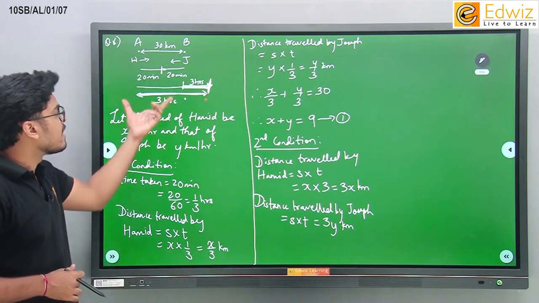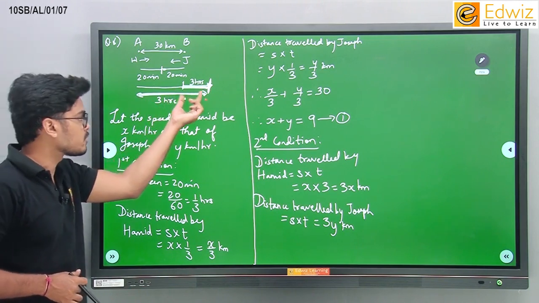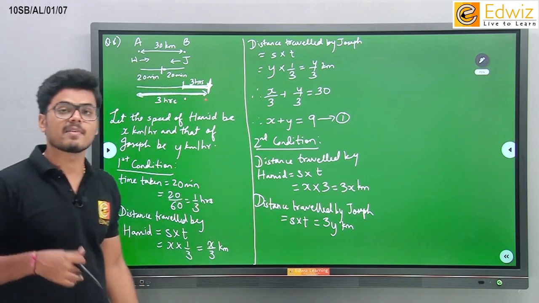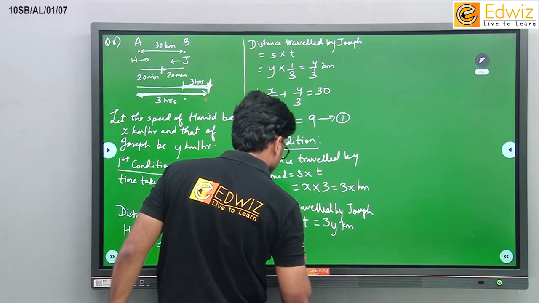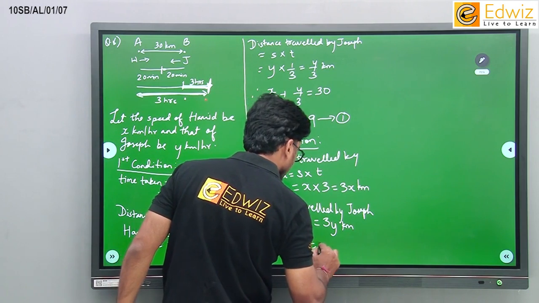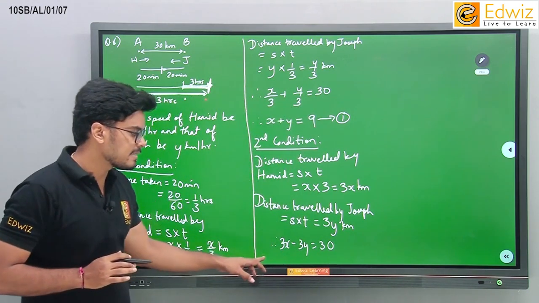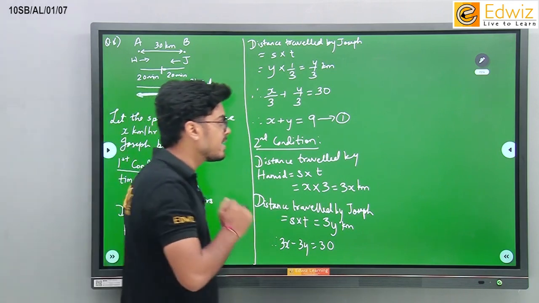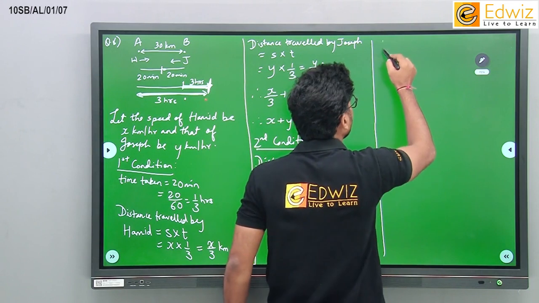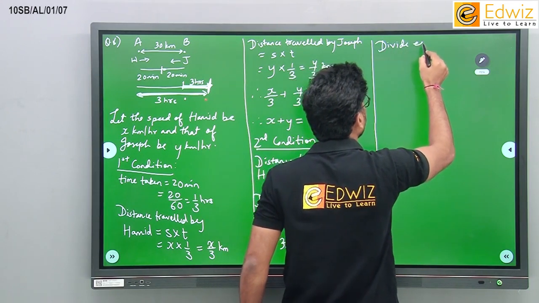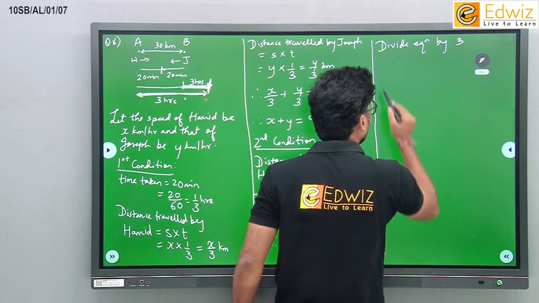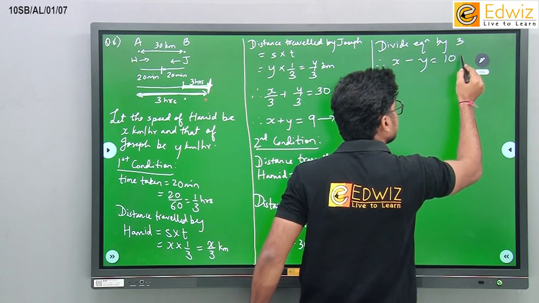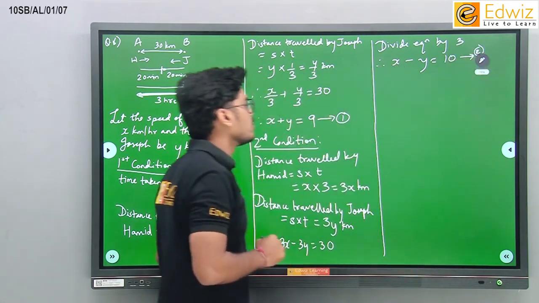But मैंने अभी बोला हमीद का जितना भी टोटल डिस्टेंस है उसमें से जोसेफ का डिस्टेंस अगर मैं सब्ट्रैक्ट कर दूं, we will get 30. That means 3x minus 3y equal to 30. But we know that this equation it is divisible by 3. पूरा इक्वेशन अगर मैं 3 से डिवाइड कर दूं तो वो रिड्यूस हो जाएगा. करेक्ट. सो डिवाइड इक्वेशन बाय 3. So what we will get? x minus y equal to 30 divided by 3 is 10. ये हो गया मेरा इक्वेशन नंबर 2.